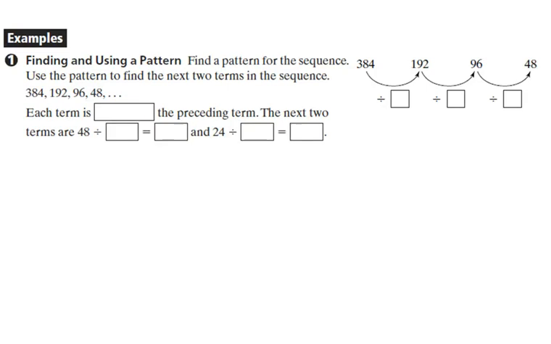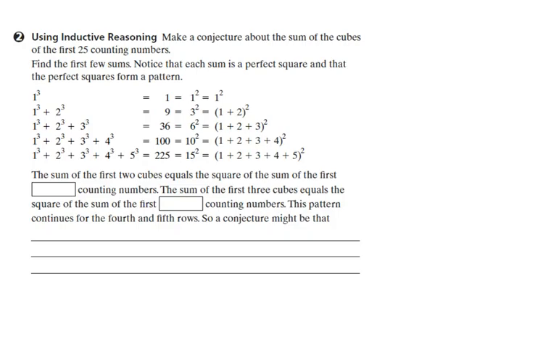Now this time we only have 4 terms, but you can see that they're going down at a decreasing rate. Let's fill in the blanks here. How do we get from 384 to 192 by division? Well, we divided by 2. It's half as big. We did the same thing to get to 96, and the same thing to go to 48. It's pretty safe to use inductive reasoning to make a judgment. So each term is 1/2 the preceding term. The next 2 terms are 48 divided by 2, which is equal to 24, and 24 divided by 2, which is equal to 12. So pretty easy example.